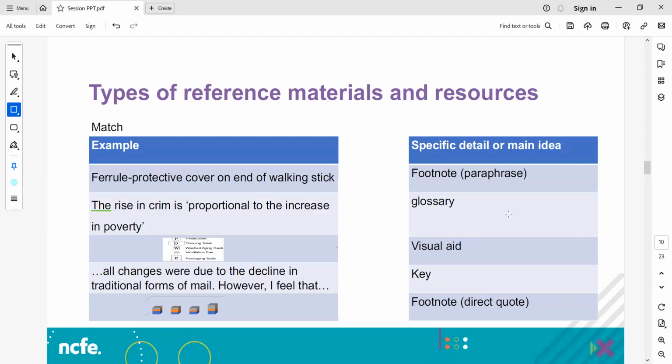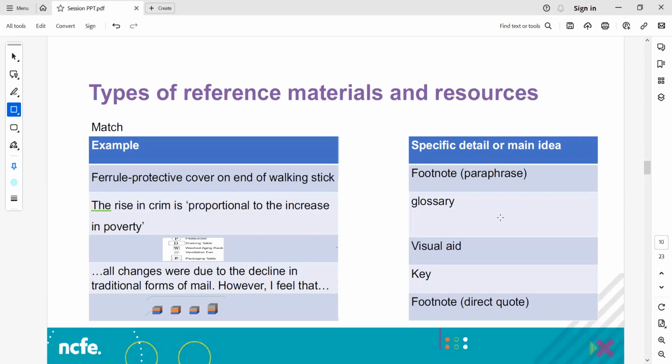Excuse me. Types of reference materials and resources. So we need to match these. So we've got footnotes, glossary, visual aid, key, and footnote again. So we've got a direct quote and a paraphrasing, and we need to match these examples to those. So what type of reference is it? So if we go for the first one, I'll read it out loud, and if you can tell me which one it matches to.